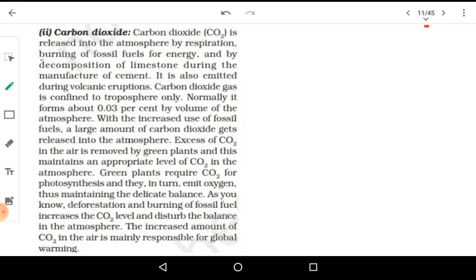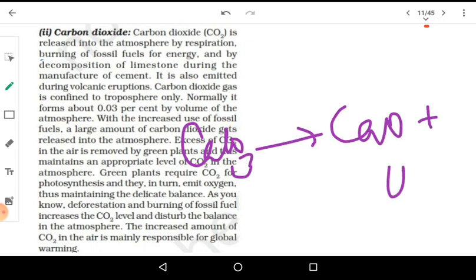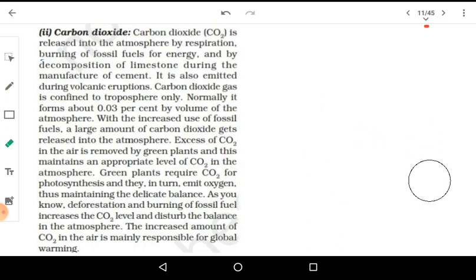Carbon dioxide is released into the air by respiration, burning of fossil fuels for energy, and by the decomposition of limestone during the manufacture of cement, that is CaCO3 on decomposition will give us CaO plus CO2. This is the reaction. It is also emitted during volcanic eruptions. Now, this carbon dioxide gas is confined only to one layer, that is the troposphere, and its percentage is just 0.03 percent.